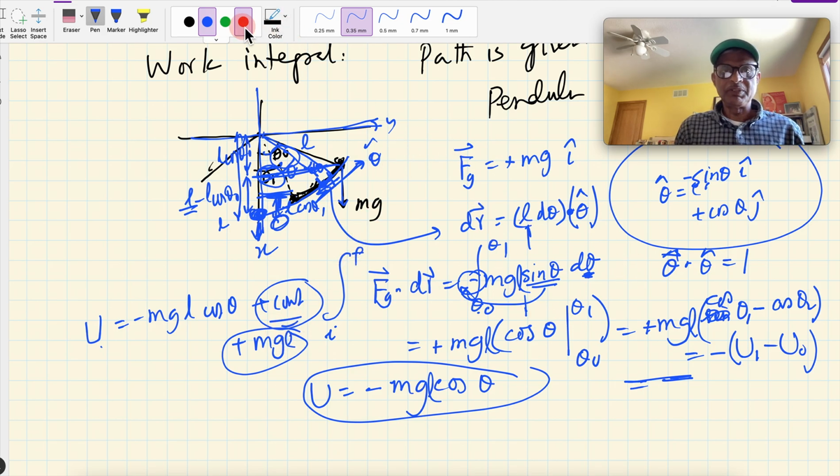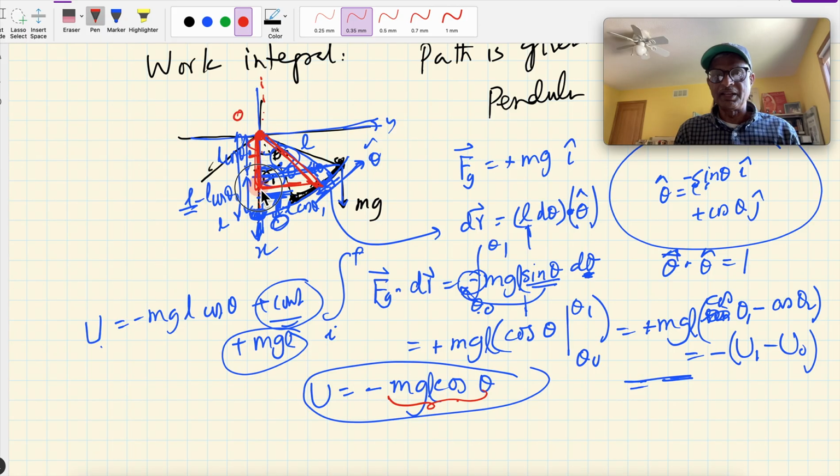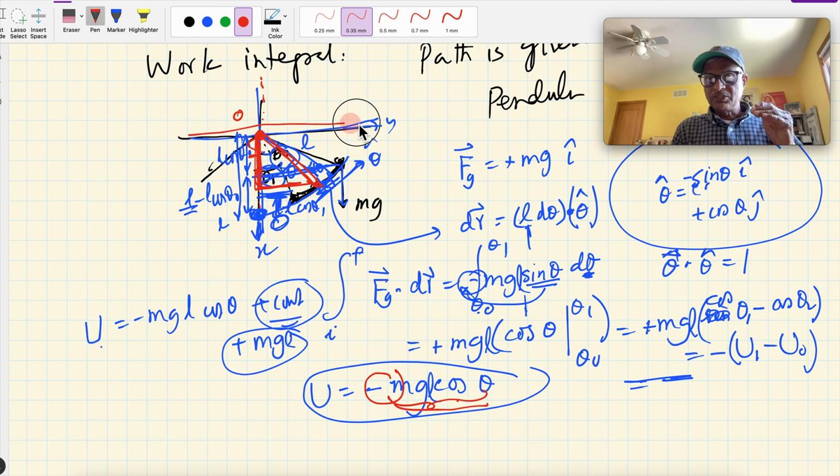What we have done here, if you trace it back, and I encourage you to trace it back, is that I picked this as my zero of the potential energy. So anything below that was negative, anything above was positive. So this is a negative amount at any angle theta, and that's why it was just mgL cosine theta with a minus sign here, because if potential energy is 0 at this level, anything below that will be negative, anything above that will be positive.